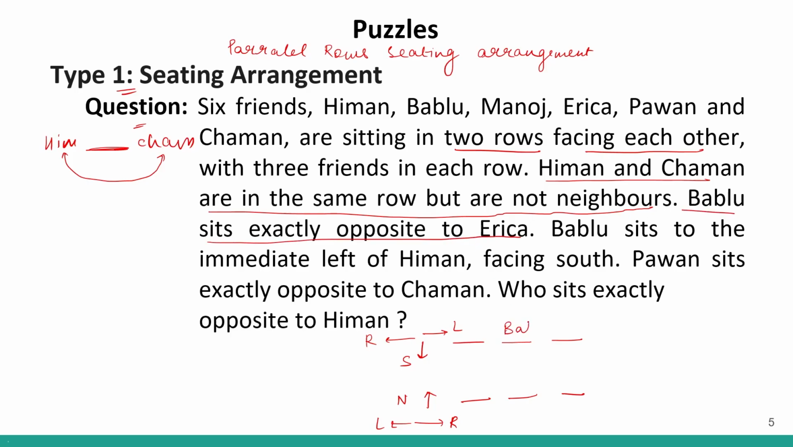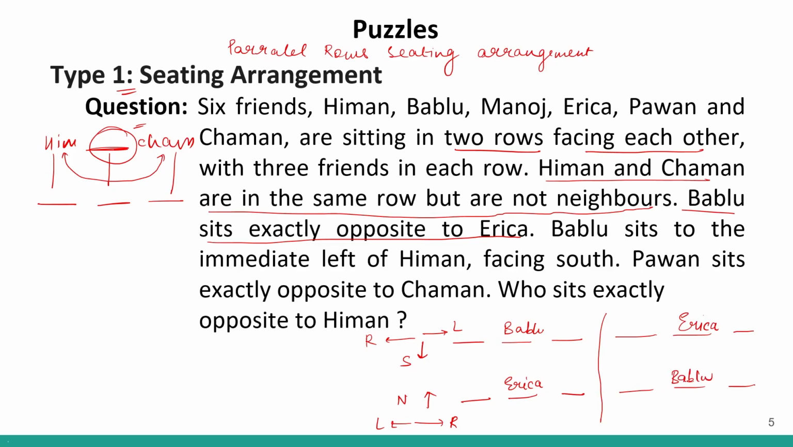So, let's say Bablu is over here, Erika will be over here. How? Because we have one position between Himan and Chaman. So there will be 2 people opposite to Himan and Chaman. But this possibility is empty. So only at this place we can fit Bablu and Erika. So now we have 2 possibilities. The other possibility being that Erika is on the top row and Bablu is at the bottom row. Correct? 2 possibilities now.